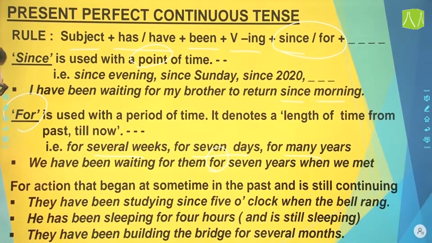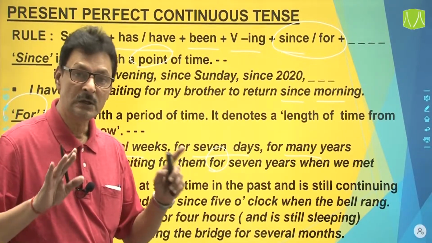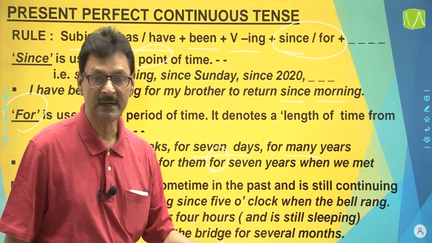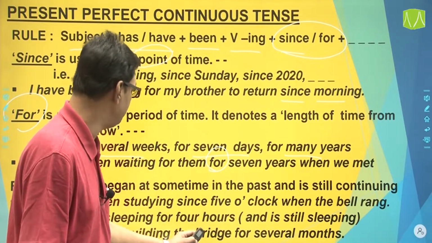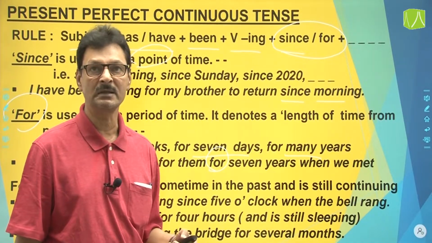And finally, they have been building the bridge for several months. कब से we don't know, so it is a period of time. If it just says January, then it becomes since. They have been building the bridge since January, but for several months.